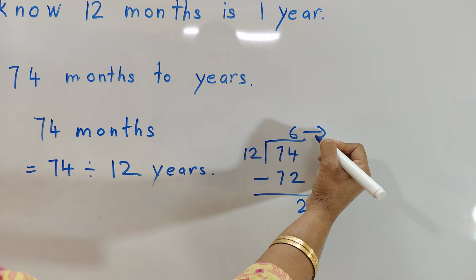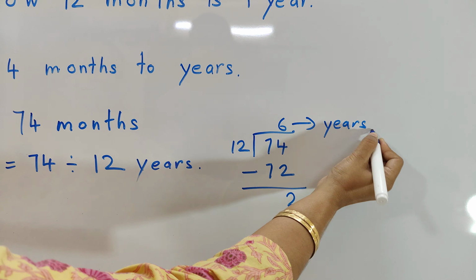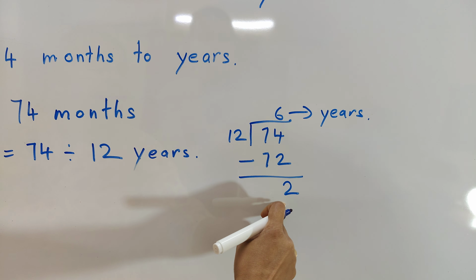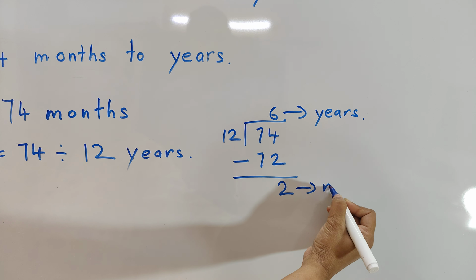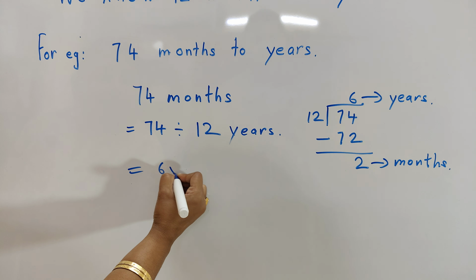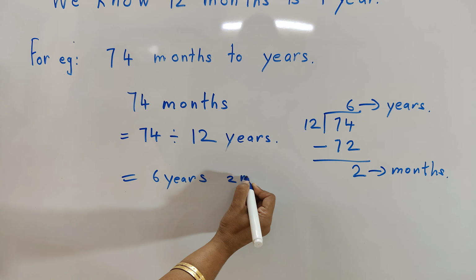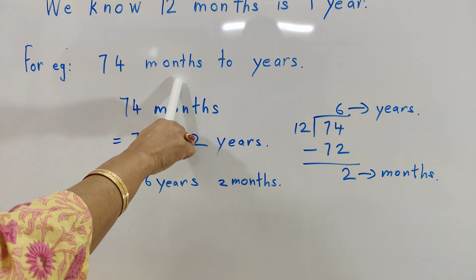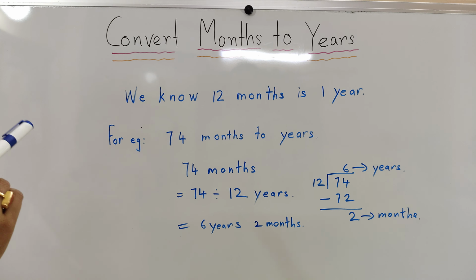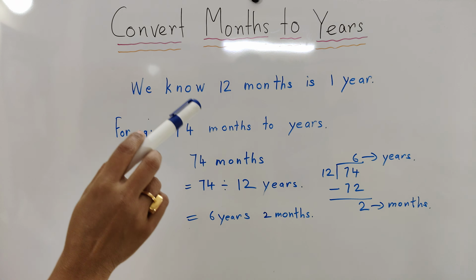So 6 will be years. The quotient, 6, is the quotient which will be years. And 2 is the remainder that will be months. Okay. So we get 6 years, 2 months. So 74 months is equal to 6 years, 2 months. So this is how we convert months to years.